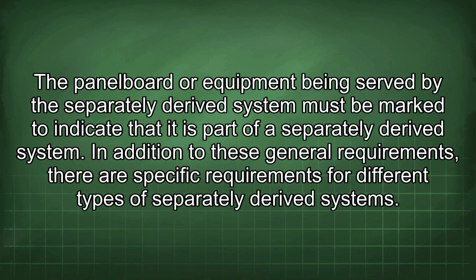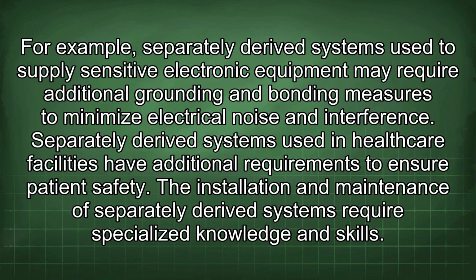In addition to these general requirements, there are specific requirements for different types of separately derived systems. For example, separately derived systems used to supply sensitive electronic equipment may require additional grounding and bonding measures to minimize electrical noise and interference. Separately derived systems used in healthcare facilities have additional requirements to ensure patient safety.